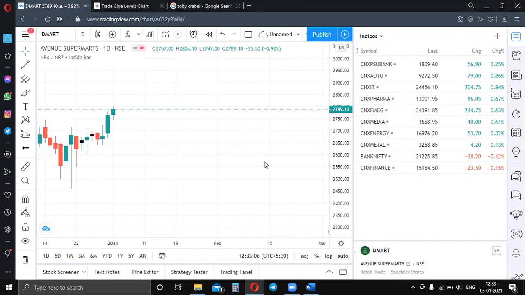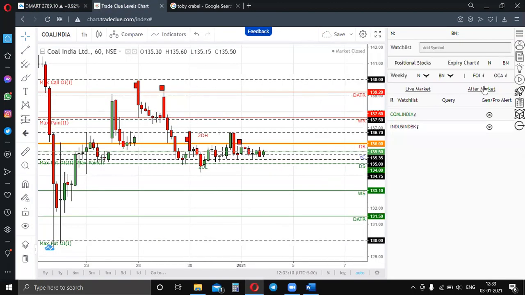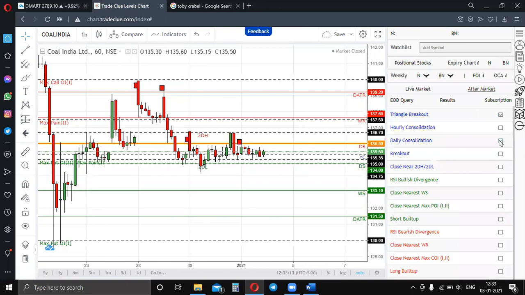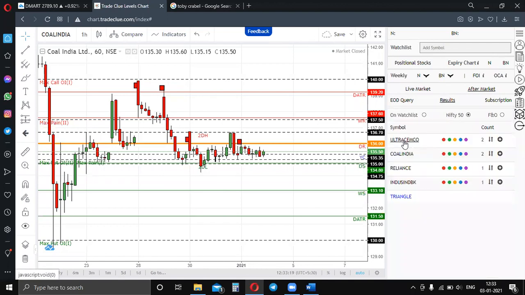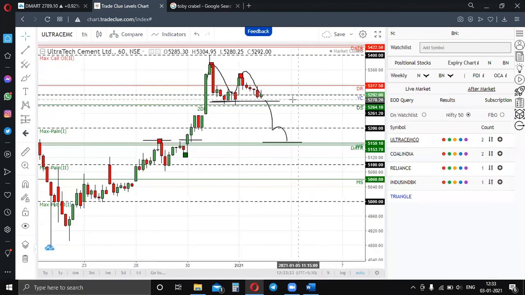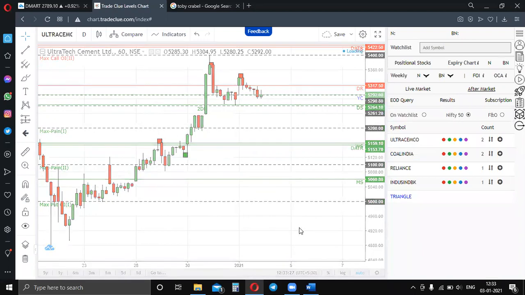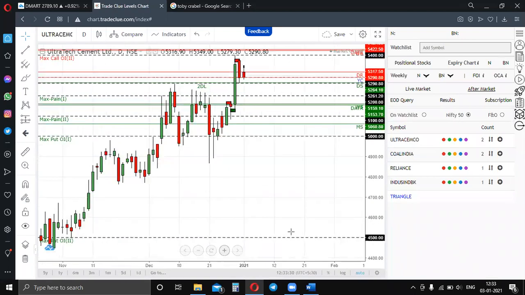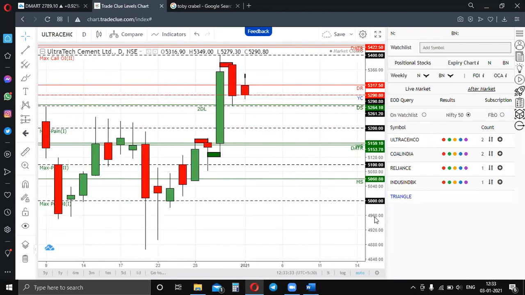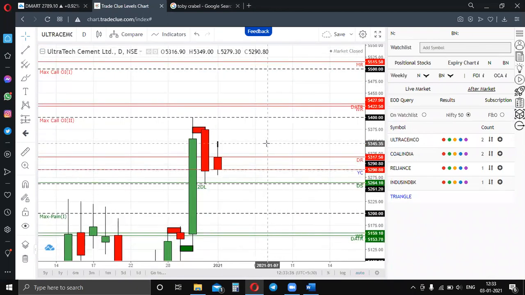So Jose is asking how to draw a range on candles. Simple. Go in aftermarket and check which stocks are coming in that zone. Go in results. Suppose UltraTech Cement is the one. I can go and check the daily chart, and on the daily chart you can simply mark your highs and mark your lows. The highs and lows will start appearing on the smaller time frame as well.